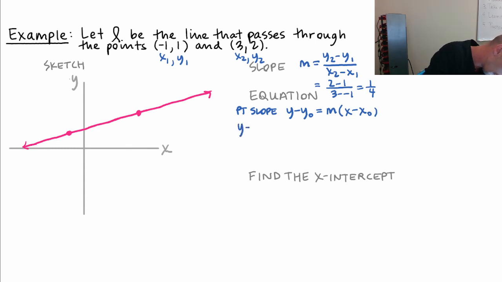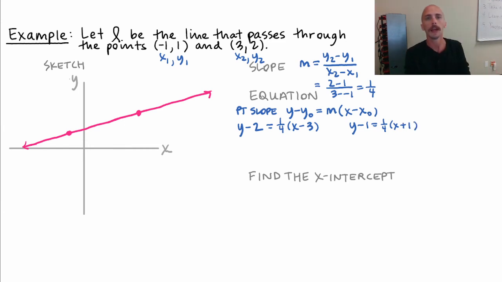So I'm going to say y minus 2, because that's the y coordinate of the point I'm choosing, using 3, 2, is equal to the slope times x minus the x coordinate of the point we know is on the line. Okay. Now, I'm going to also say that we could have used y minus 1 equals 1/4 of x minus -1. Okay. And I'm going to show you that these are equivalent, they represent the same line, by working out the algebra and putting them both into slope-intercept form, because that's another thing you're going to be expected to do in this class.